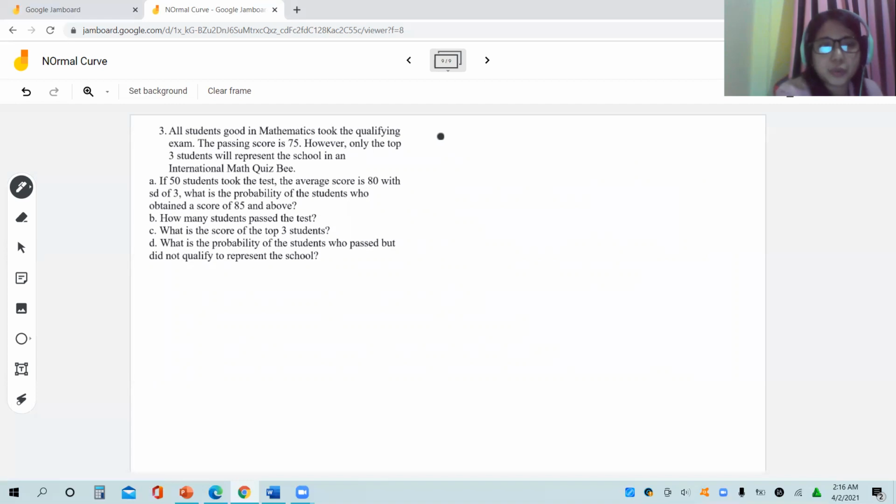For us to use probability, which is the objective of the last topic in our outline, we need first to convert the given into the z-score. In letter A, we are provided with the mean of 80, the standard deviation of 3, and the score of 85. So for us to determine the probability, we first convert the score 85. z is equal to 85 less 80 over the standard deviation 3.